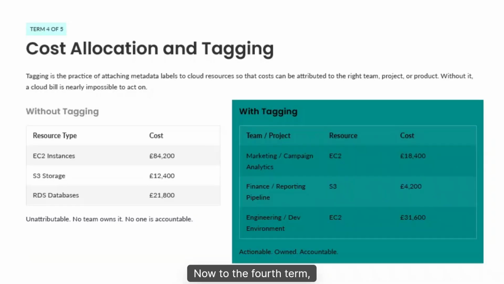Now to the fourth term, cost allocation and tagging. This is one of the most practically important FinOps concepts for finance professionals to understand because it is what makes a cloud bill interpretable. A cloud bill is a list of resource types and costs. You spent £84,000 on compute instances. You spent £12,000 on storage. The bill is accurate, but it is also completely uninformative. You cannot tell which business unit generated those costs, which project drove the usage, or which product the spend supported.